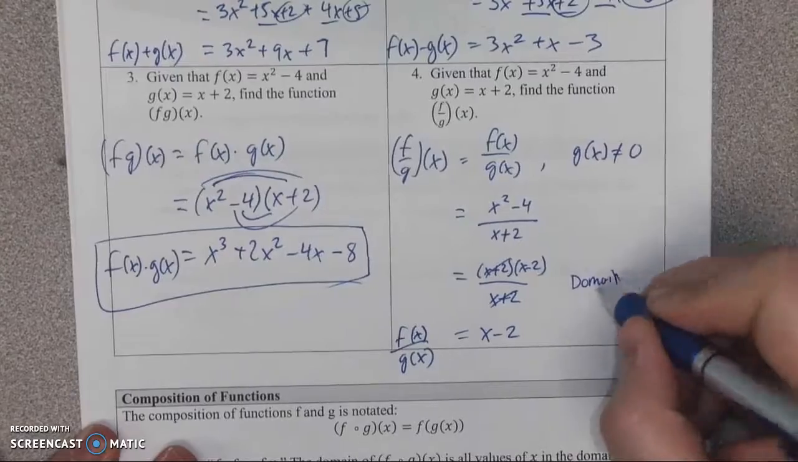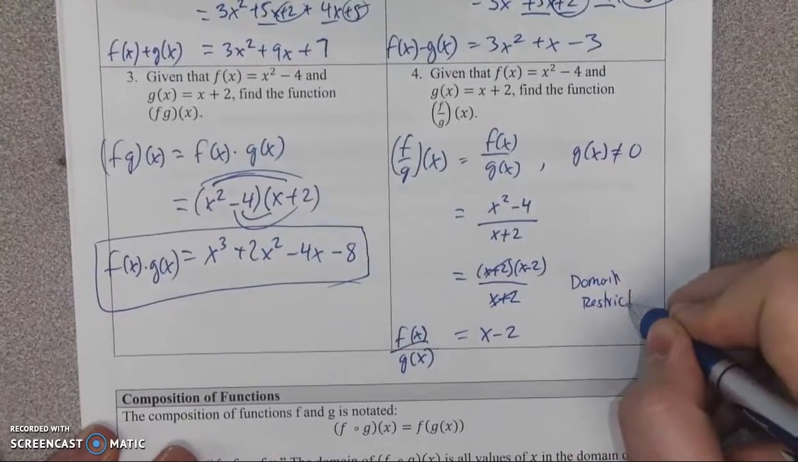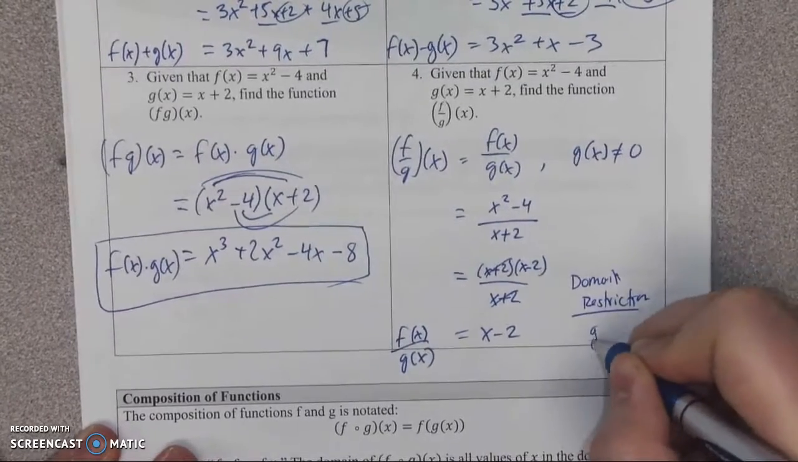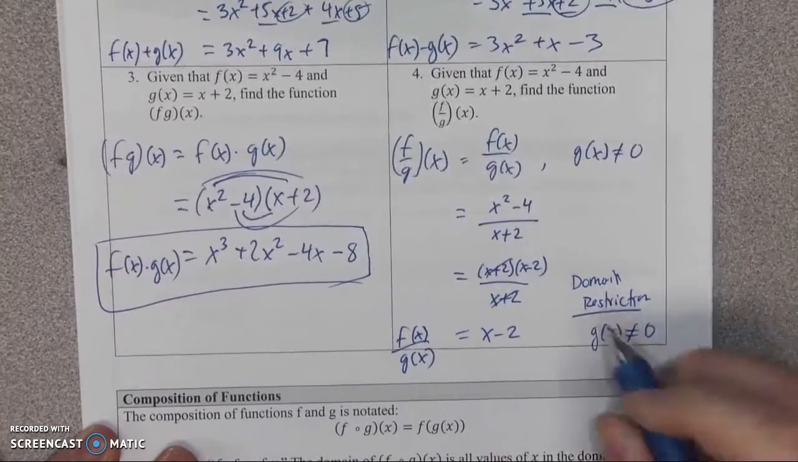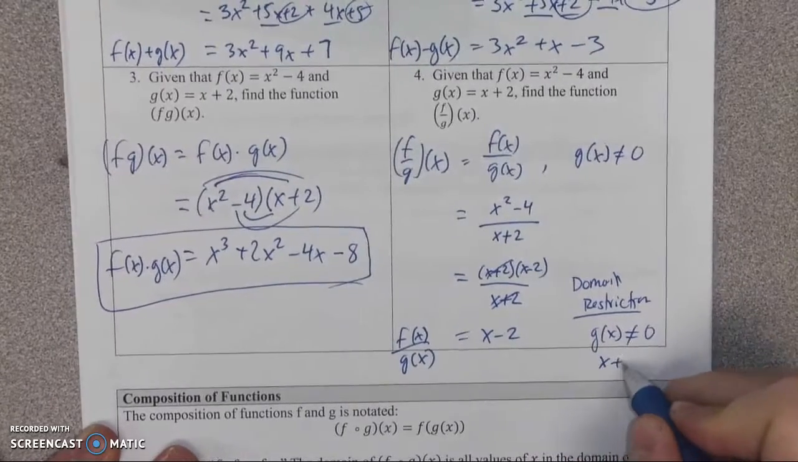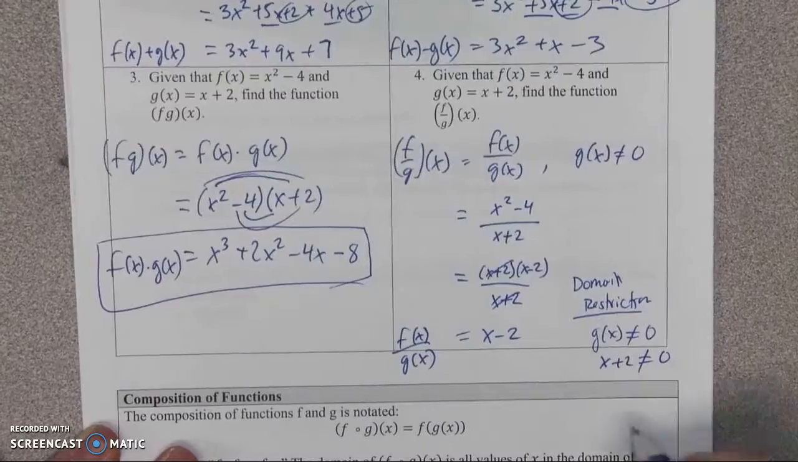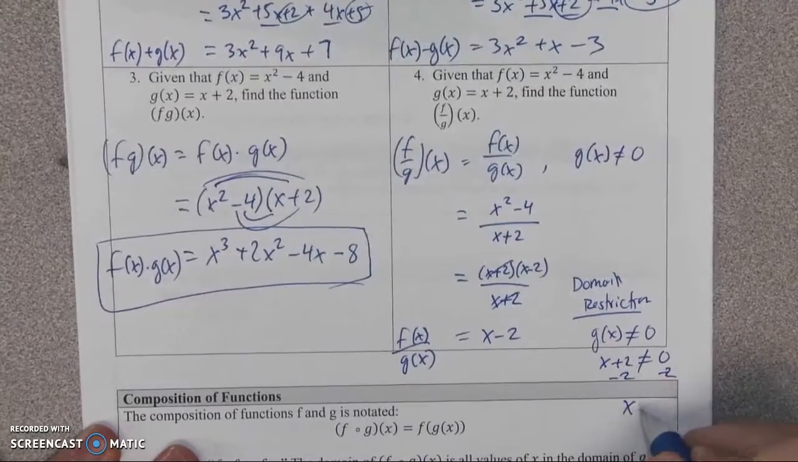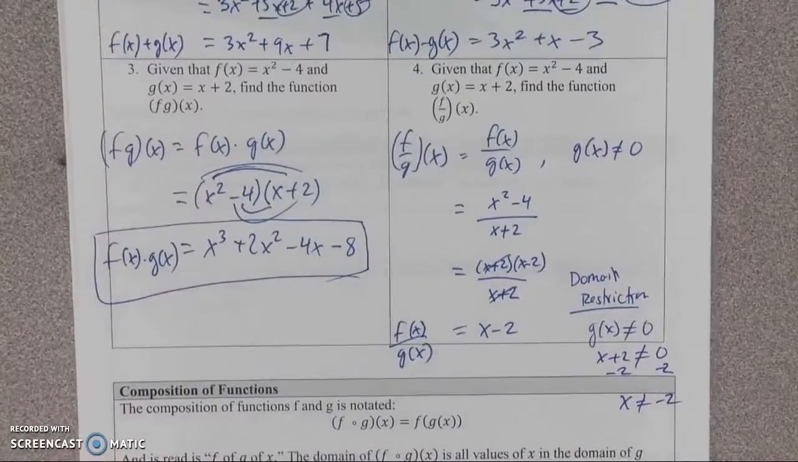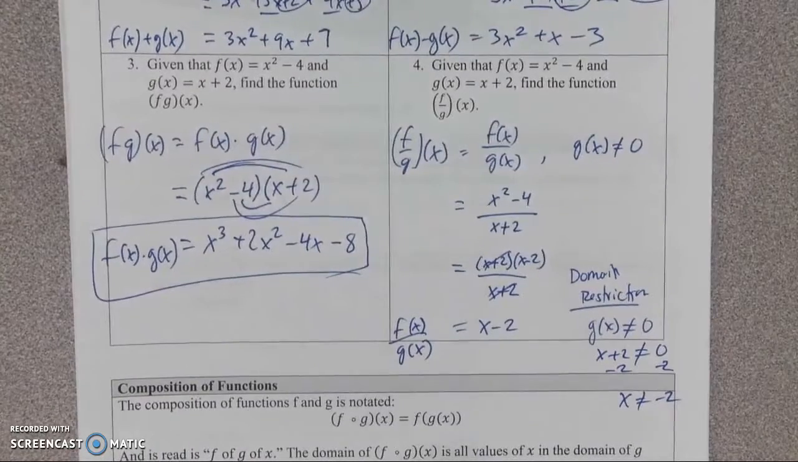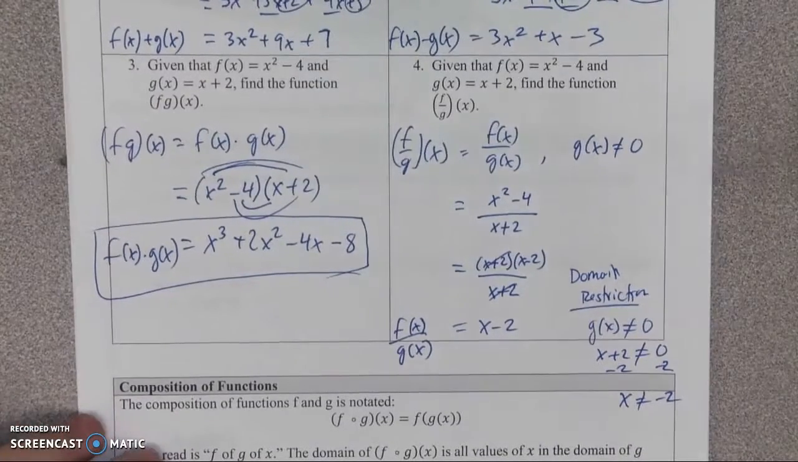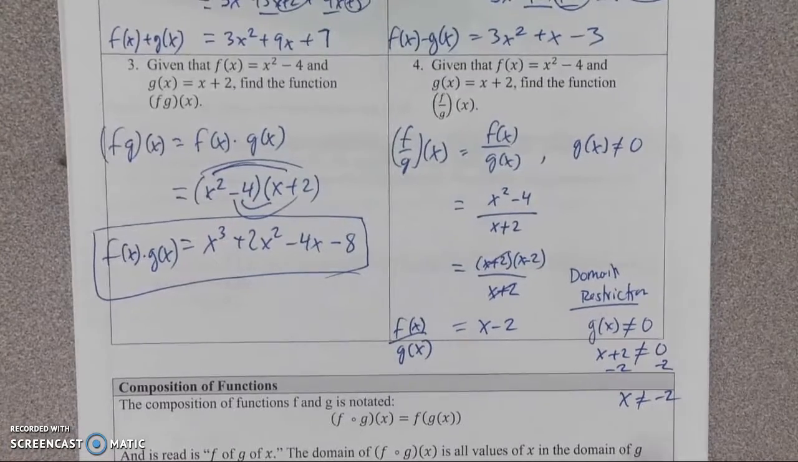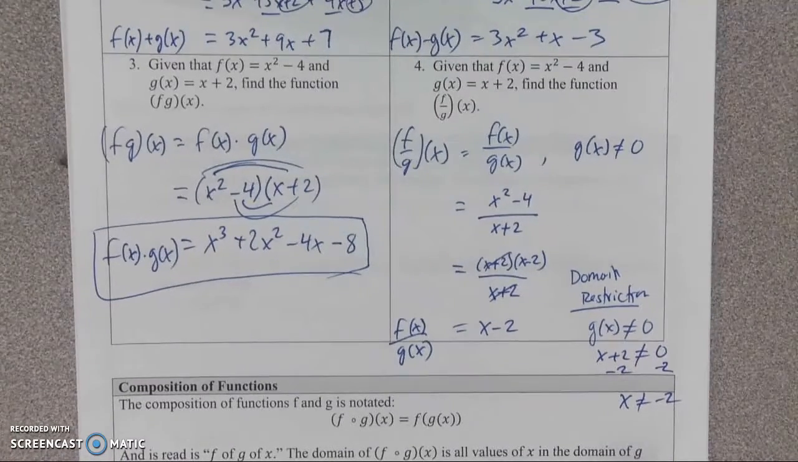But then you need to go back and state your domain restriction. So g of x cannot equal 0. In this case, g of x was x plus 2. So x plus 2 can't equal 0. Solving that for x, you say x cannot equal negative 2. So f of x divided by g of x equals x minus 2. Your domain restriction tells you that you cannot have x equal to negative 2.